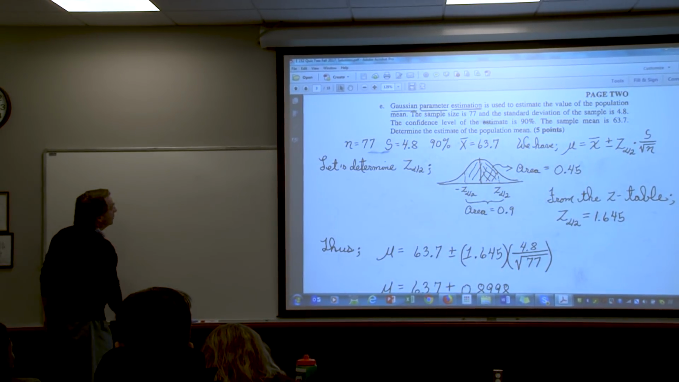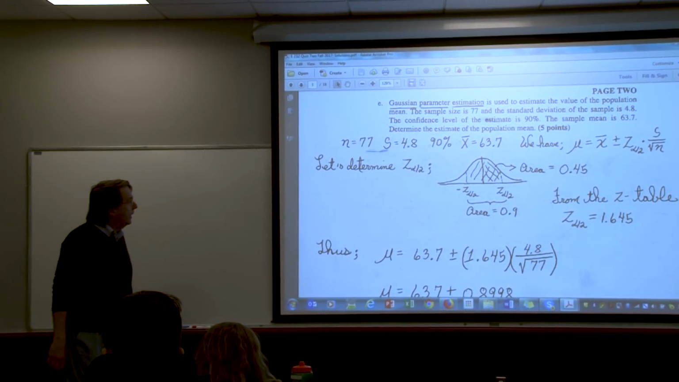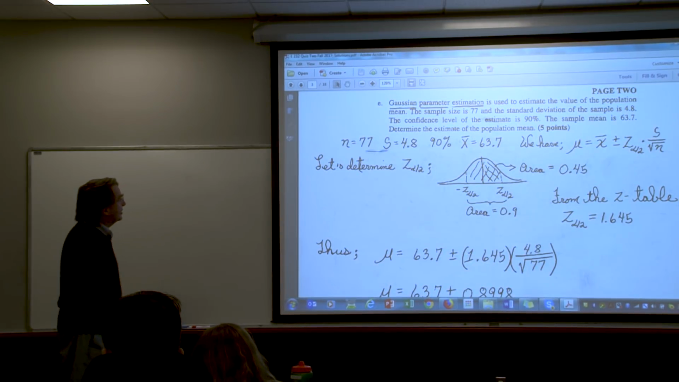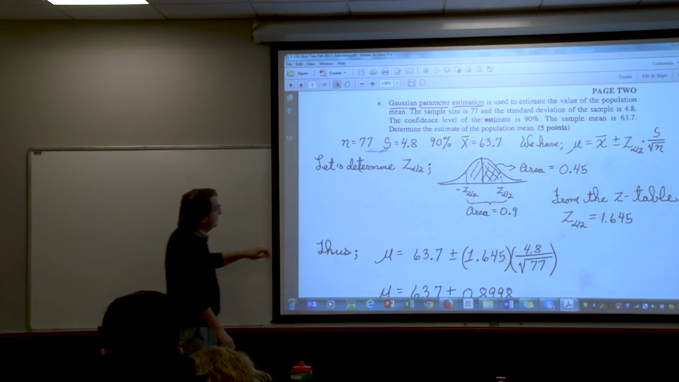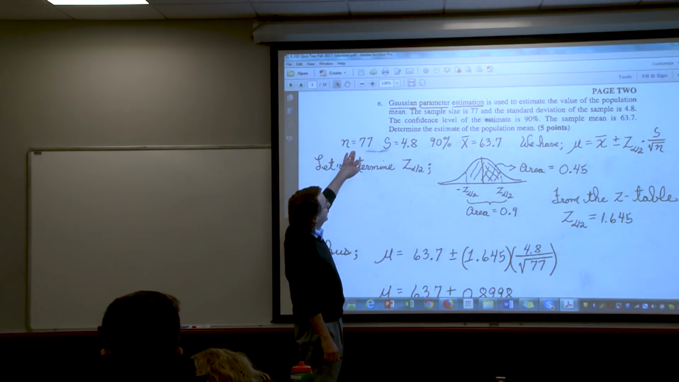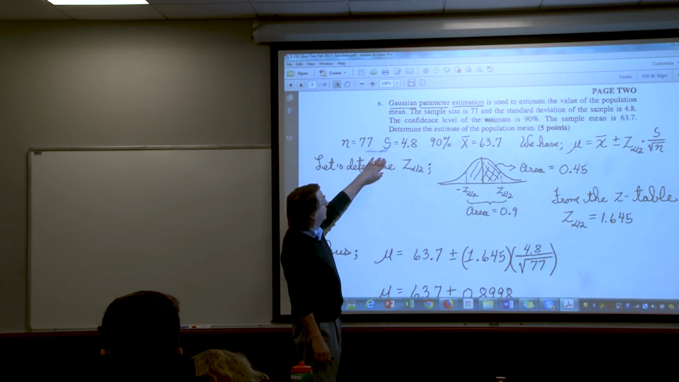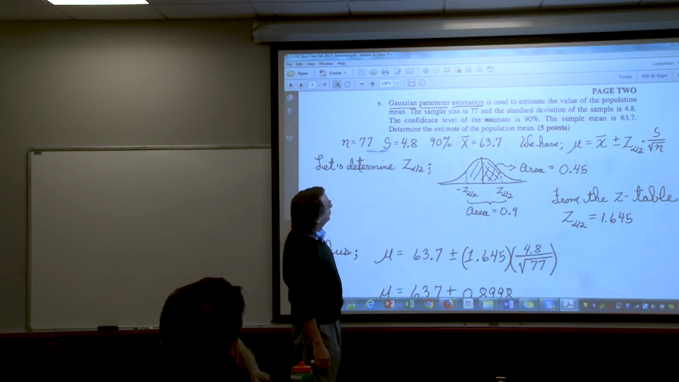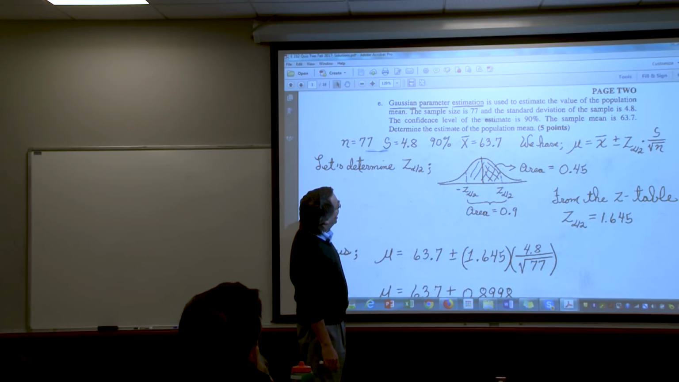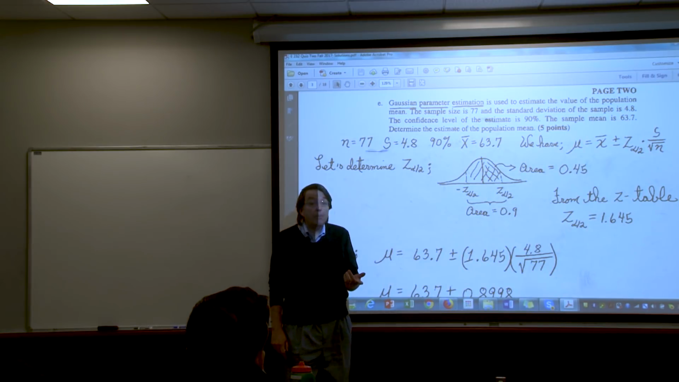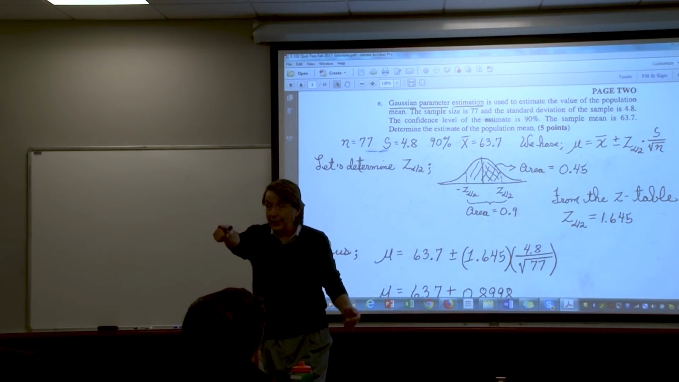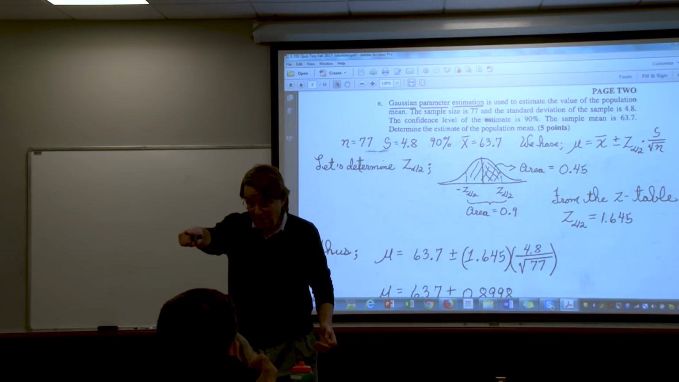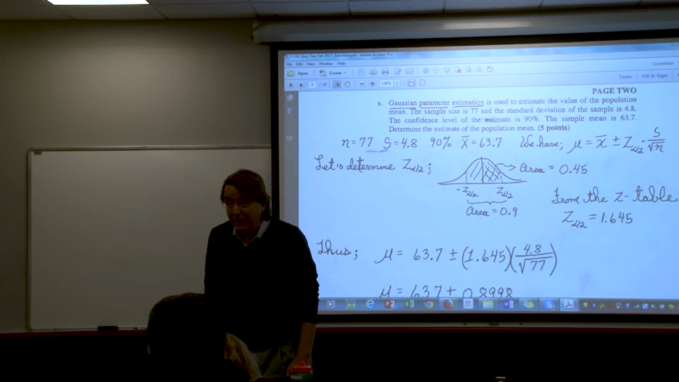Okay. So it says here, sample size is 77. So n is 77. The standard deviation of the sample is 4.8. The confidence level is to be 90%. The sample mean is 63.7. Determine an estimation on the population mean. Now, the population mean is mu. Do I know mu? No. But the best I can do is estimate it.